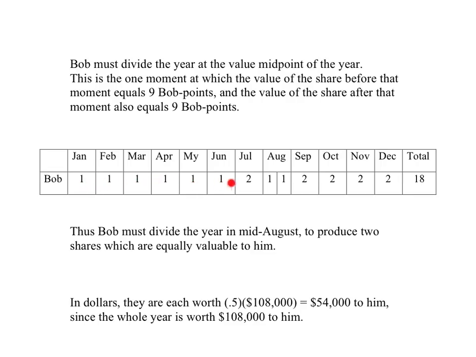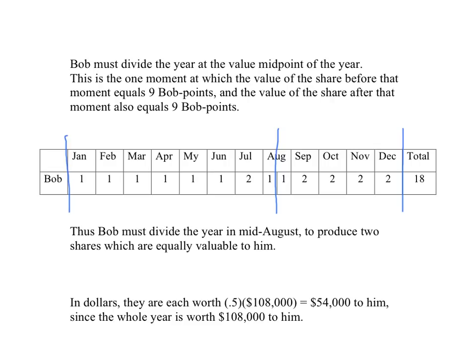So in Bob points, if you start at January 1st and count up until you've accumulated 9 Bob points, so that the second half of the year in value will also have 9 Bob points, that tells us exactly where Bob needs to divide. So the first share will run from the beginning of January through the middle of August, and the second share will run from the middle of August through the end of the calendar year. But you'll notice that that's how you end up with 9. That's the one place where he can divide that will cause you to have 9 Bob points in the first share and 9 Bob points in the second share.